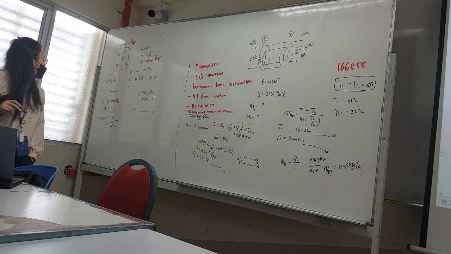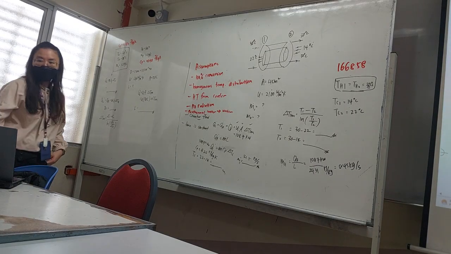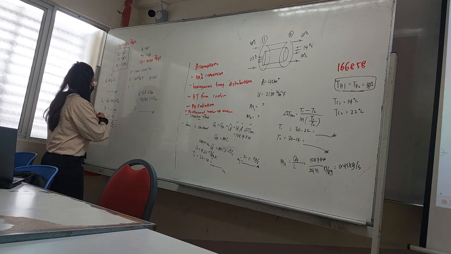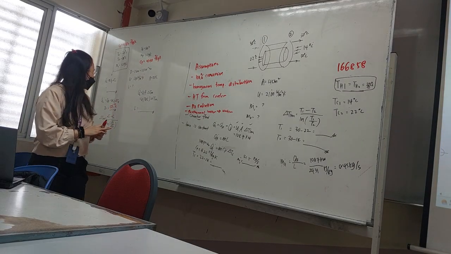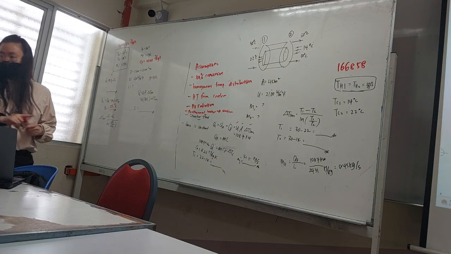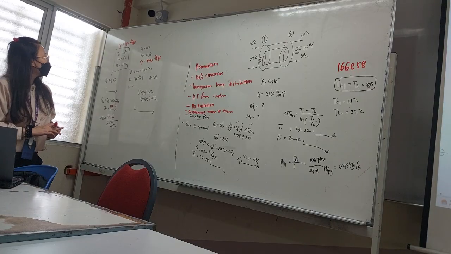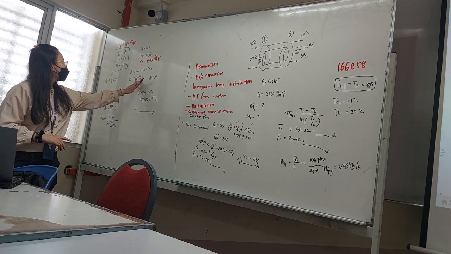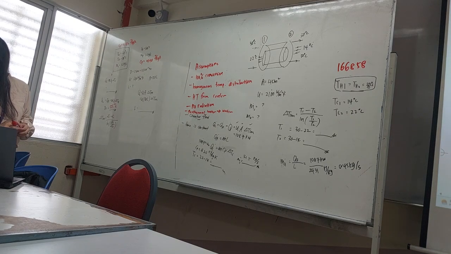Okay, so TH2 you will get is 125. Okay, so TH2 you get is 125 degrees Celsius. So delta T log mean you will get is, this is Kelvin, 91.9.